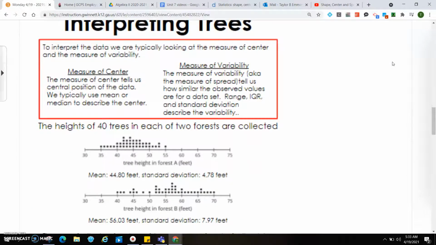Okay? So over here, we're going to talk about interpreting trees. To interpret the data, we are typically looking at the measure of center and measure of variability. Those are two phrases that you need to know. The measure of center tells us the central position of the data. We typically use the mean or the median to describe the center. Measures of variability, aka the measure of spread, tells us how similar the observed values are for a data set. Range, IQR, and standard deviation describe the variability. Those three things are what describe variability. It's how spread out it is.